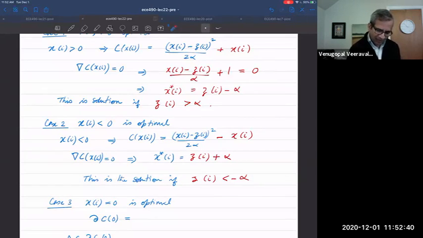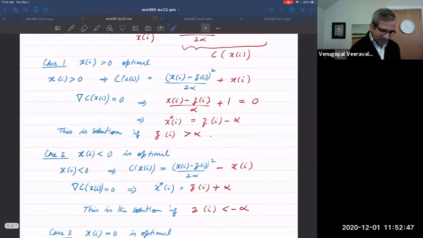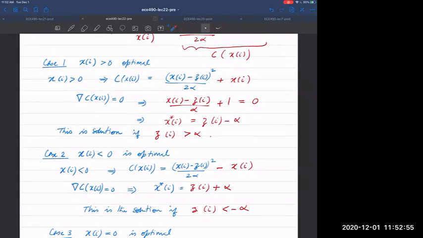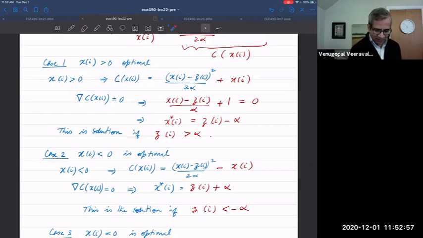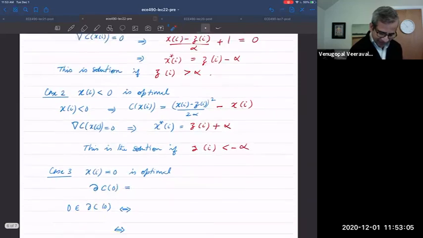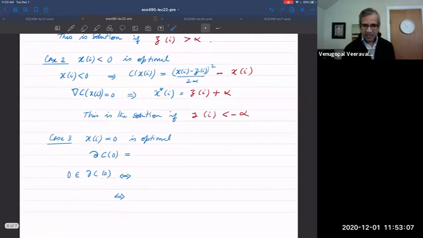So what do you think happens when zi is in between minus alpha and plus alpha? These two cases cover the cases when xi is positive and xi is negative. There's only one case left: xi equal to 0. And xi equal to 0 is optimum whenever, we hope, zi is in the range from minus alpha to plus alpha. And we'll see that that's the case. And here now we have to use subdifferentials, right?